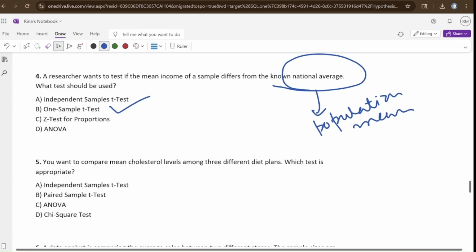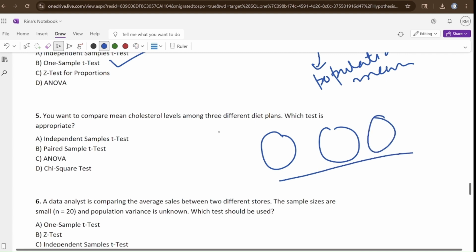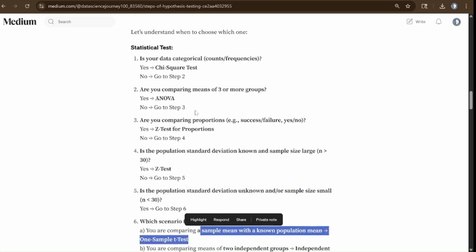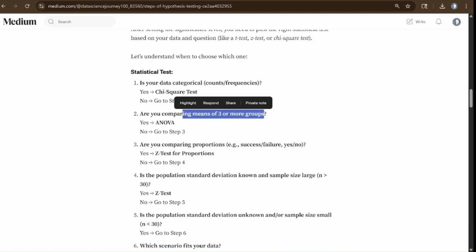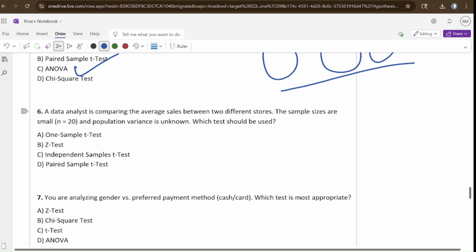Fine. You want to compare mean cholesterol level among three different diet plans. Okay. Three types of diet plan and you want to compare their mean cholesterol level. See, comparing means of three or more groups, go for ANOVA.